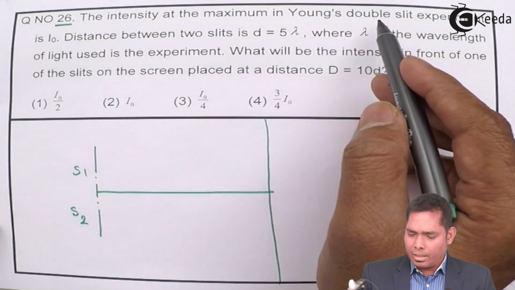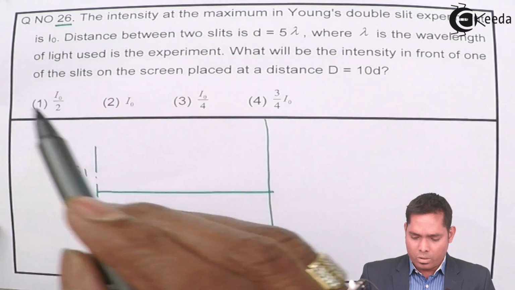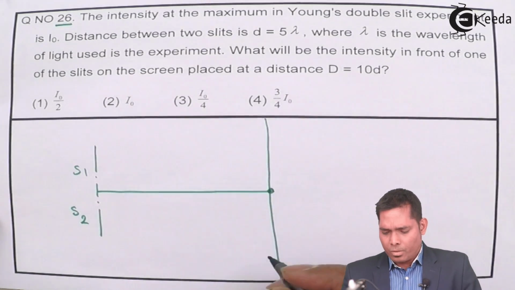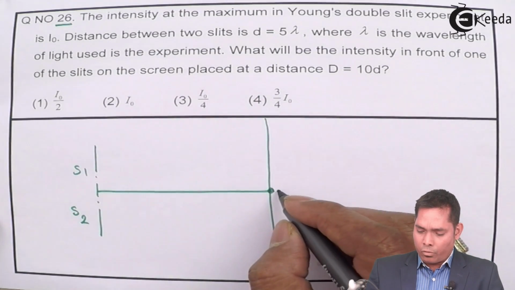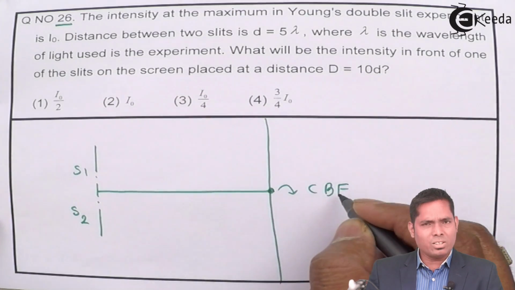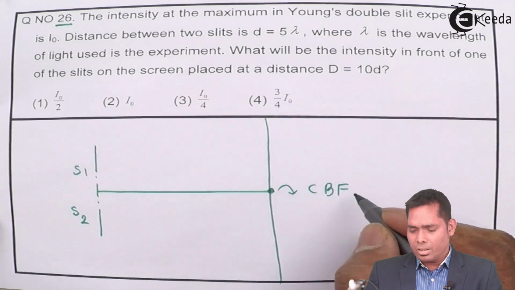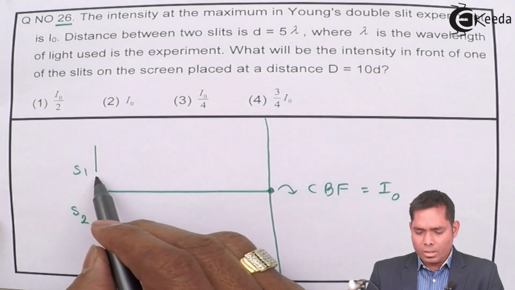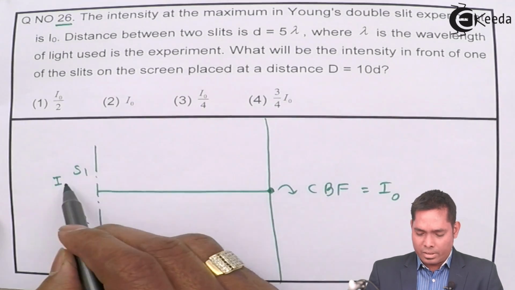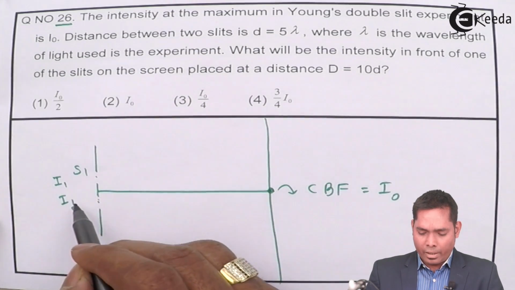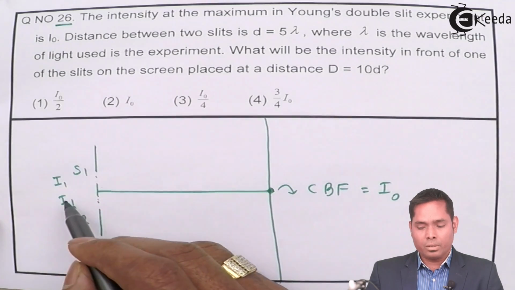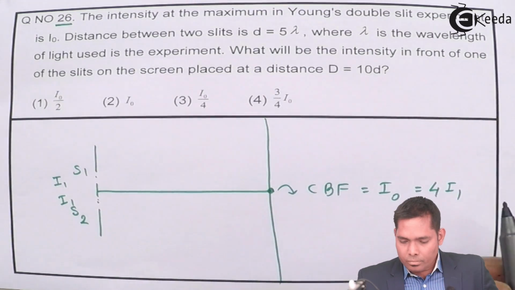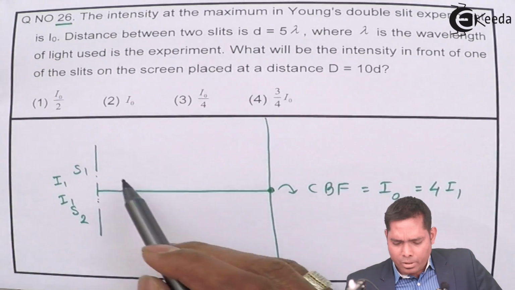Now, it says that the intensity maximum is I naught. Suppose these are the positions where we get alternate maxima. The maximum intensity is formed obviously at the central bright fringe, because at the center we get a bright fringe, and that has intensity I naught. If I consider the individual intensity of each source as I1, then I naught is obviously equal to 4 times I1. That is very clear. So I naught is basically equal to 4 times the individual intensity.